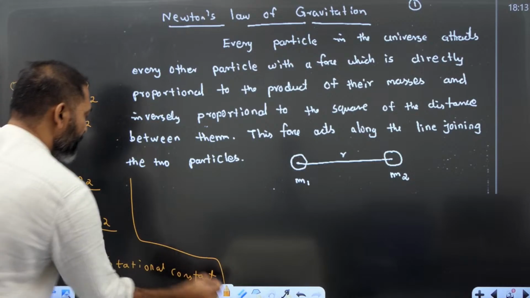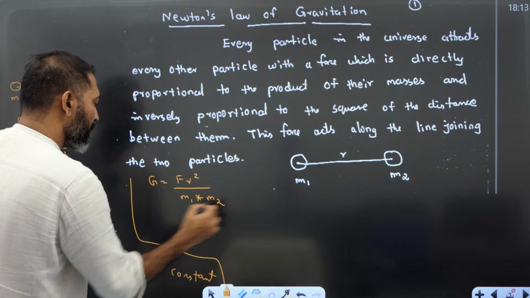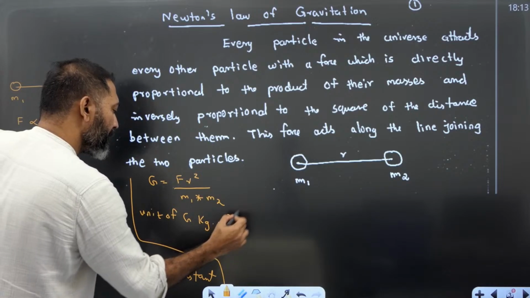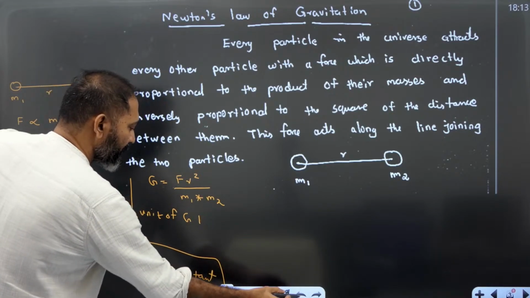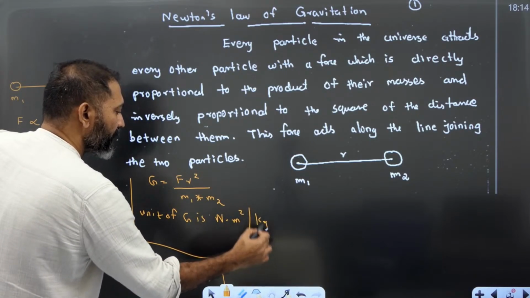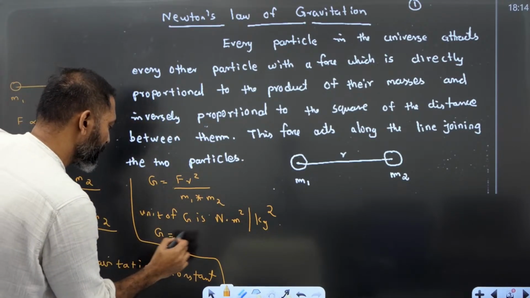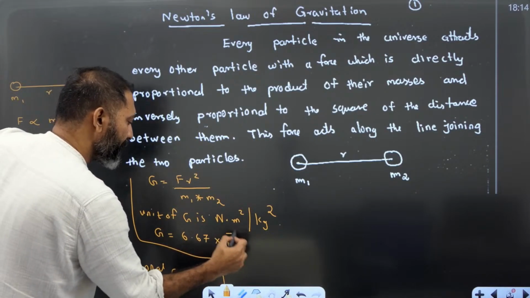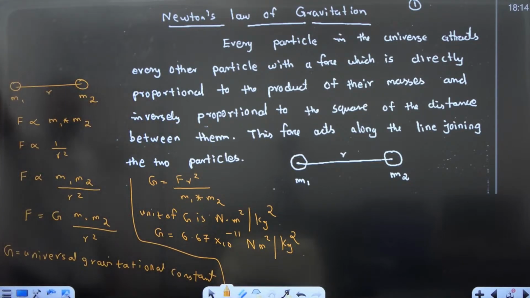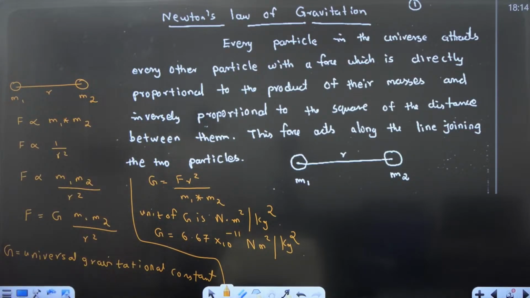What is the value of G? G is equal to F r square by m1 m2. The unit of G is Newton meter square per kilogram square. Any doubt? The value of G is equal to 6.67 into 10 raised to minus 11 Newton meter square per kilogram square. That is the value of G. Any doubt? Note it down.